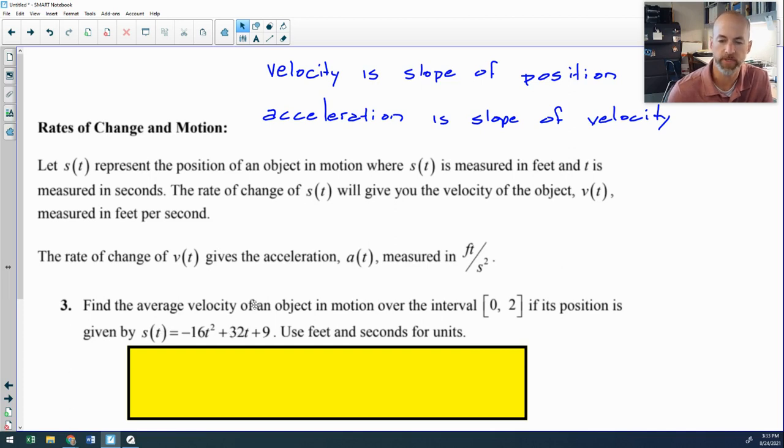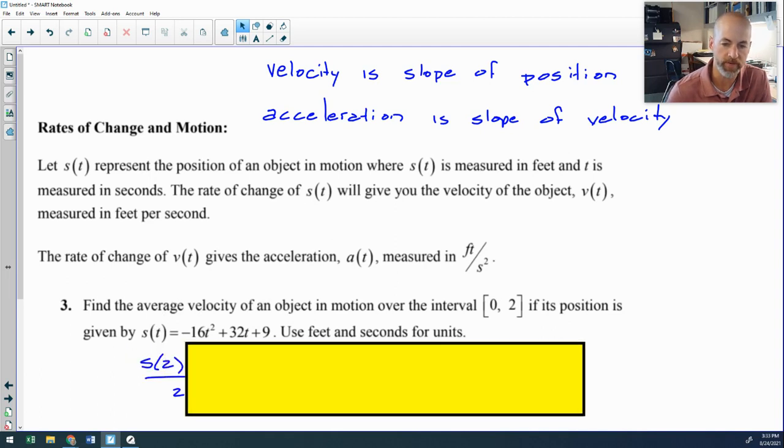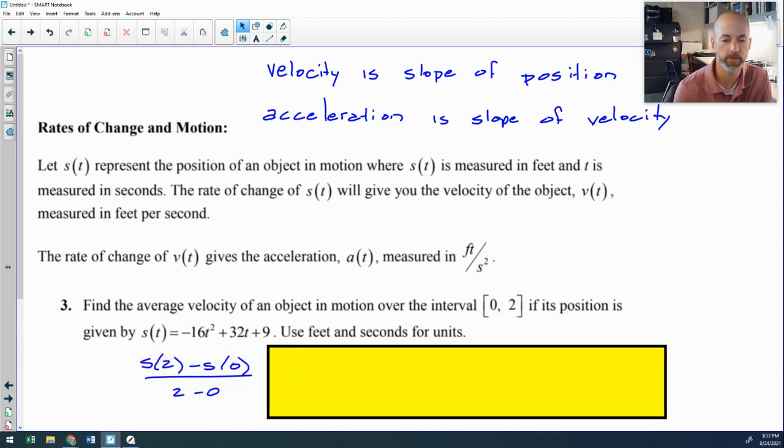So there's our position function, and I'll just say use feet and seconds for units. We want the average velocity, and we have position over an interval. Velocity is the slope of position, so we're going to do the exact same thing we were just doing. It's f of b minus f of a over b minus a, and we're using position here. So s of 2 minus s of 0 over 2 minus 0.